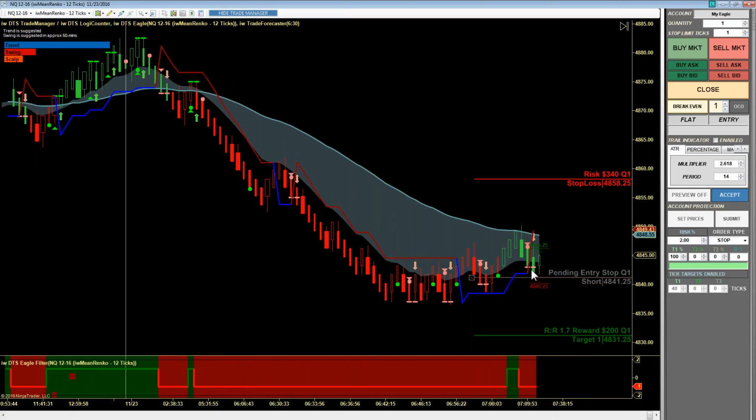So the signal you're looking at here on the Eagle, as I mentioned, whenever we encounter the hard edge, we anticipate some sort of signal. This is called the green bar sell. It's green bars with a sell signal.